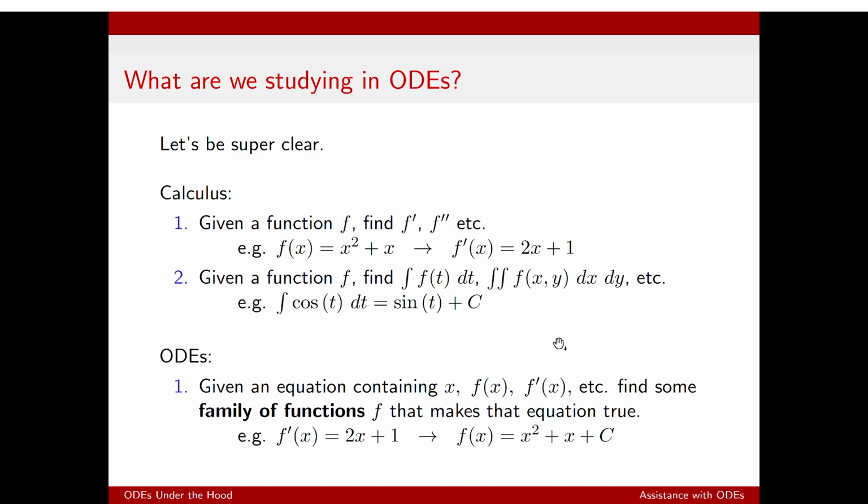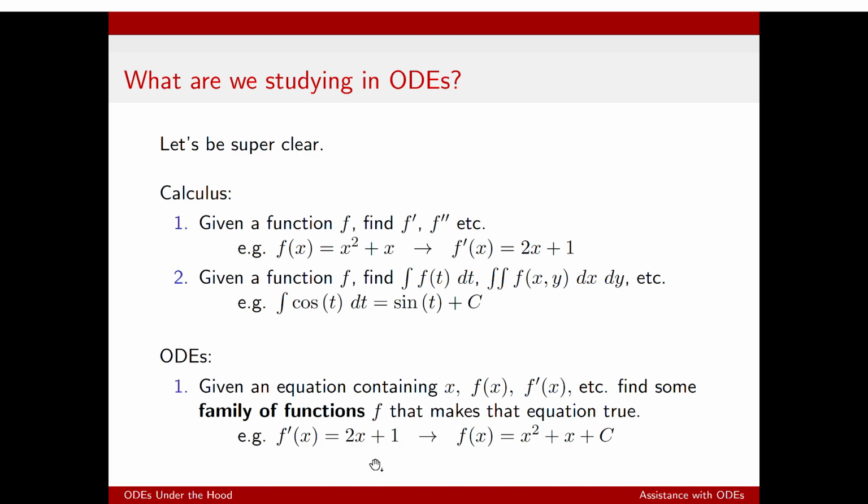ODEs, we're kind of going the other direction. We're saying, if I give you an equation, which has, say, x, f of x, f prime of x, so on and so forth, give me some family of functions, f, that makes the equation true. So here, we're not solving for, all right, I have f, take a derivative. We're saying I have an equation with some derivatives in it, right? So if we look here, there's an f prime in this equation. Now solve for f, so give me f.